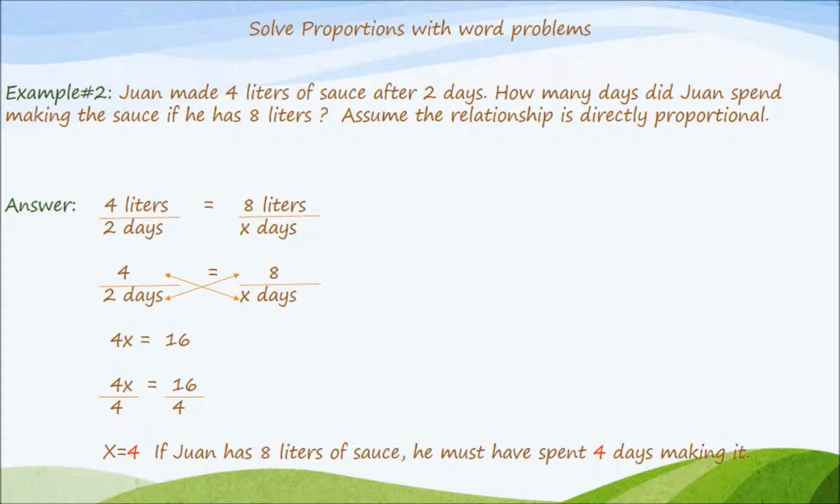So let's cross multiply. So we'll take 4 times X, which is equal to 4X. We'll take 2 times 8, which is equal to 16. Now, we must solve for X. Let's divide both sides by 4. So we'll take 4X over 4, which is equal to X. Now, let's take 16 divided by 4, which is equal to 4. Final answer is 4. So, if Juan has 8 liters of sauce, he must have spent 4 days making it.